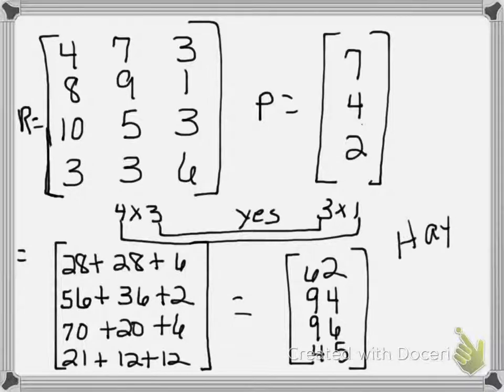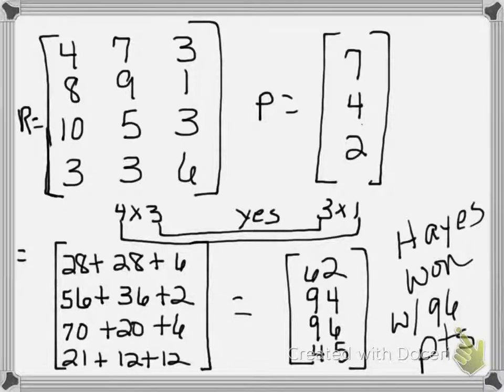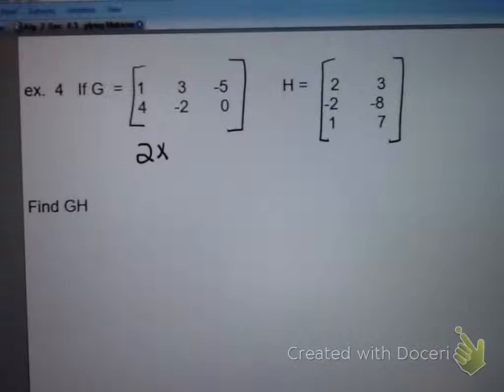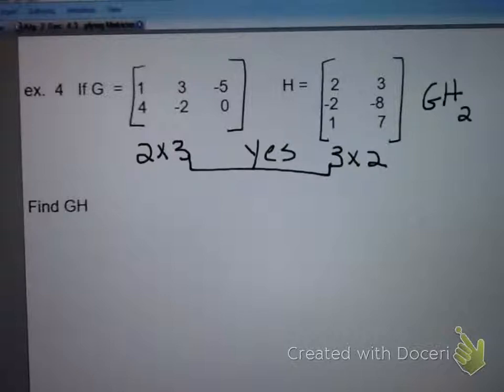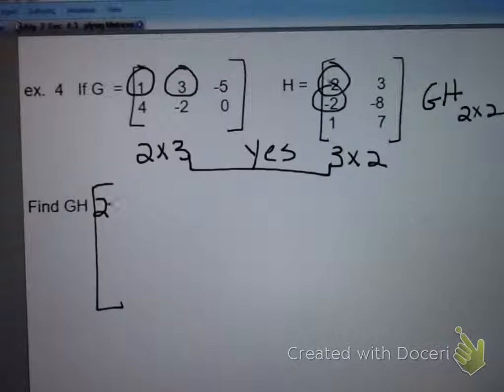So by looking at this, the Hayes won the swim meet with 96 points. Example 4, matrix G is a 2 by 3 and matrix H is a 3 by 2. We can multiply these together and our answer will be a 2 by 2 matrix. So when we multiply the first row times the first column, we're going to get 2 minus 6 minus 5.